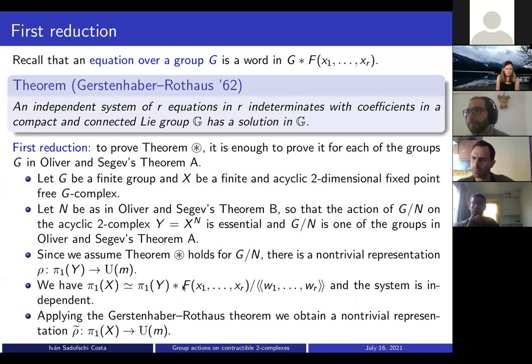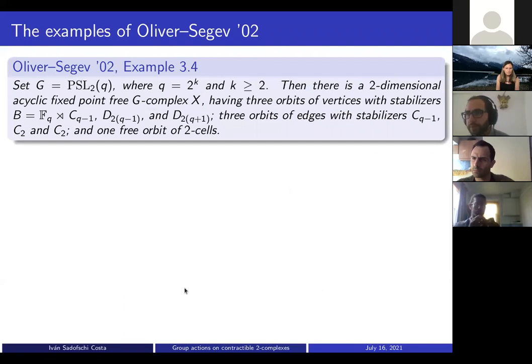Now, for the second reduction, I need to explain in more detail the examples constructed by Oliver and Segev. There are three sets of examples. The first set is the following. It is for these groups PSL_2(q), where q is a power of 2. All of these examples have three orbits of vertices, three orbits of edges, and one free orbit of 2-cells. The stabilizers for the orbits of vertices and edges are specified here.